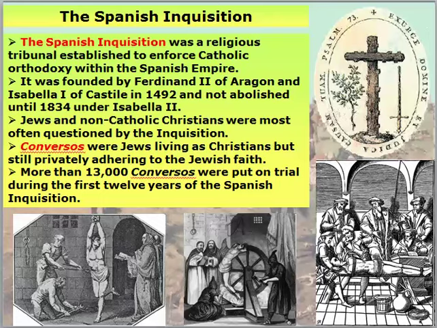It was a religious tribunal established to enforce Catholic orthodoxy in the Spanish Empire. It was founded by Ferdinand II of Aragon and Isabella I of Castile in 1492 and not abolished until 1834 under Isabella II. Jews and non-Catholic Christians were most often questioned by the Inquisition. Conversos were Jews living as Christians but still privately adhering to the Jewish faith. More than 13,000 conversos were put on trial during the first 12 years of the Spanish Inquisition.